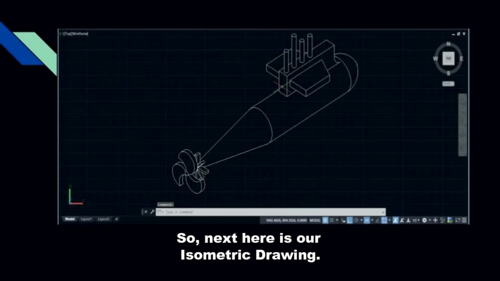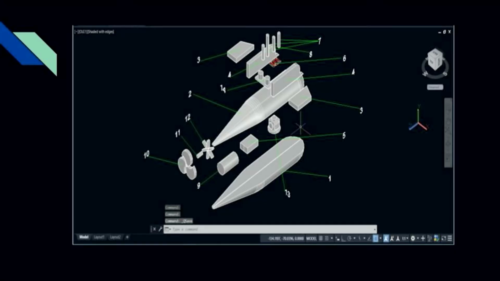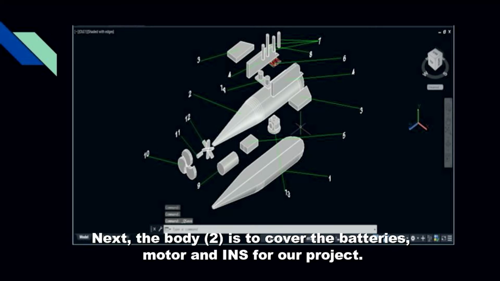So next, here is our isometric drawing. Okay, here is our assembly drawing. Firstly, we have a ballast tank, number 1, in our project because it makes sure that our submarine will float. Next, the body, number 2, is to cover the batteries, motor and INS for our project.